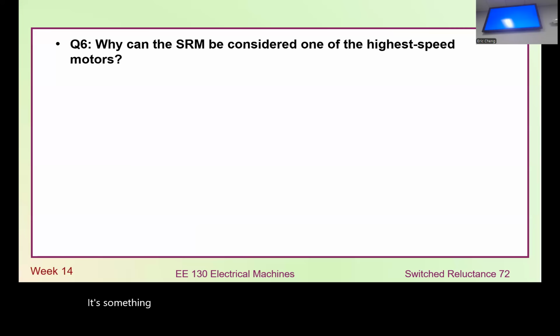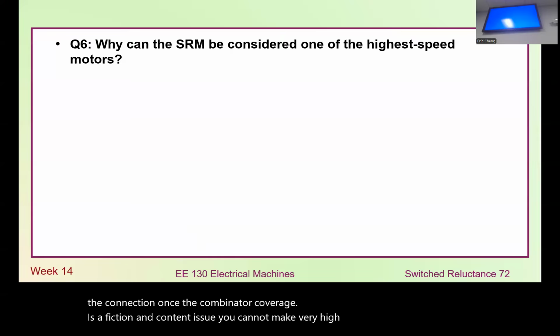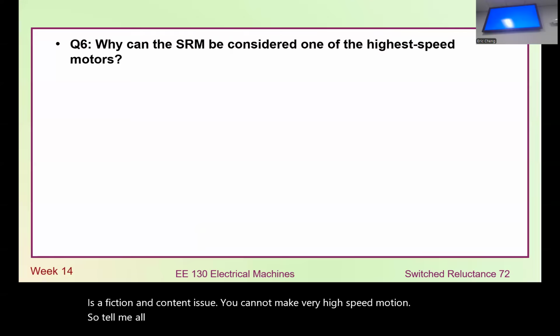And you can see that in our SR motor, the rotor is quite simple. As you mentioned, no winding, no PM, and also no commutator and brush for the connection. Once you have commutator and brush, there's a friction and contact issue. You cannot make a very high speed motor. So that means all high speed motors must be brushless. So that means a conventional DC motor cannot be high speed.